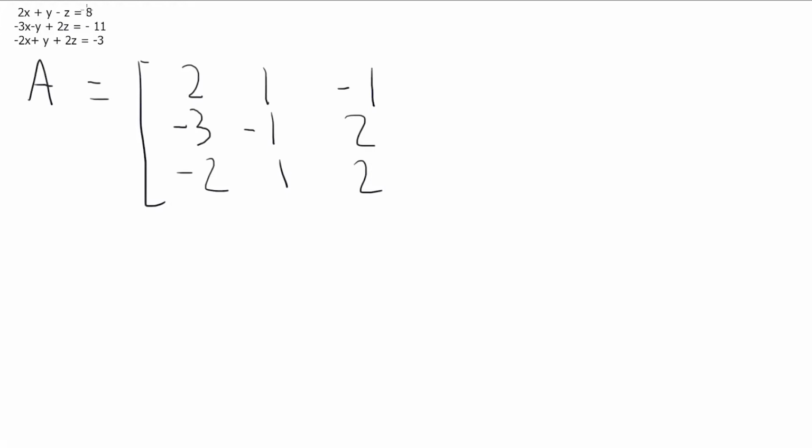And now what about the right side of the equations? Well, we can separate the left hand and right hand side with this vertical bar, and we are going to write 8, negative 11, negative 3, the values given here. Alright.